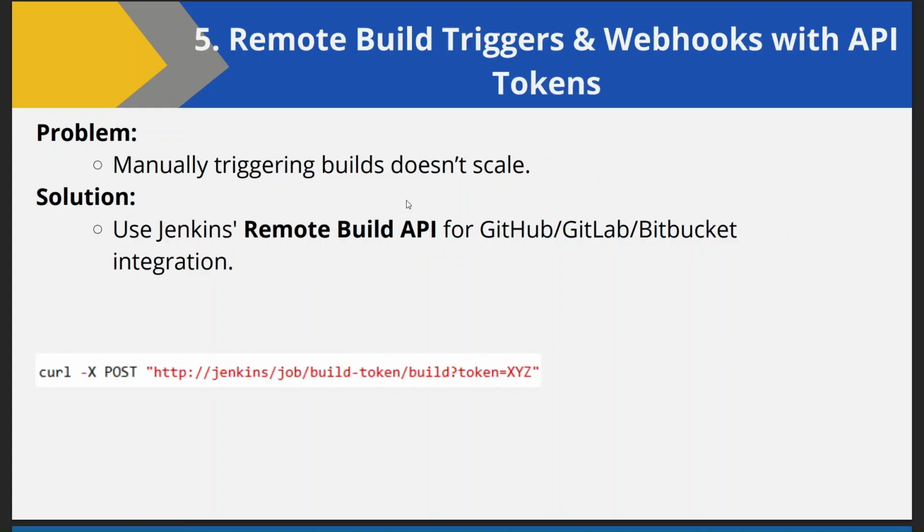Instead of polling, trigger Jenkins builds automatically via webhooks and API tokens. Perfect for microservices or event-driven pipelines.